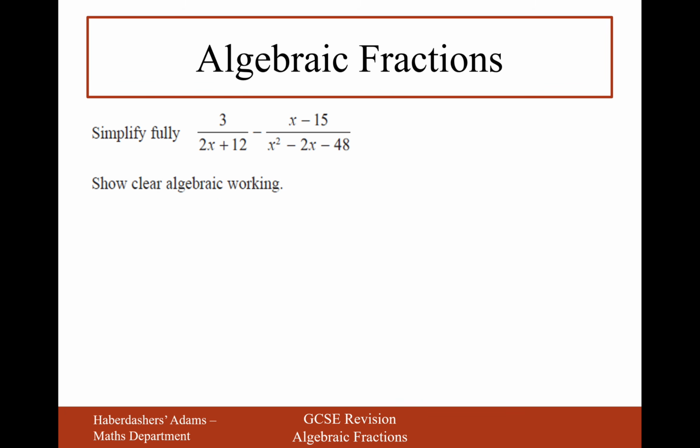Okay, so with this one here, it looks a little bit more challenging. What I'm going to do with this one is I'm going to factorize first to see what factors I already have on my denominators. So it's going to be 2x plus 6, minus x minus 15 over, this one's going to factorize into (x minus 6)(x plus 4).